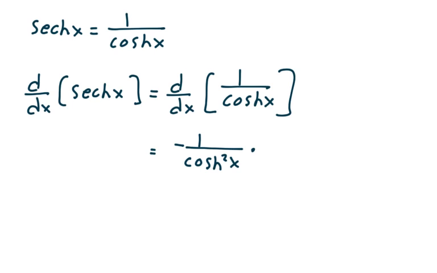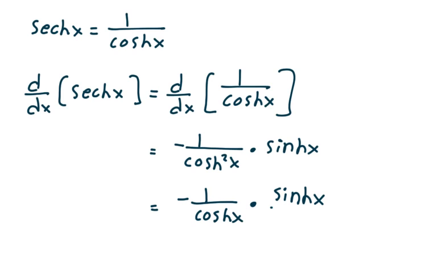So this is again chain rule. And then I have to multiply by the derivative of cosh x. That's my inside function again. And the derivative of cosh x is sinh x. And so I have to write this in a slightly different way. And so this is negative 1 over cosh x times sinh x over cosh x.